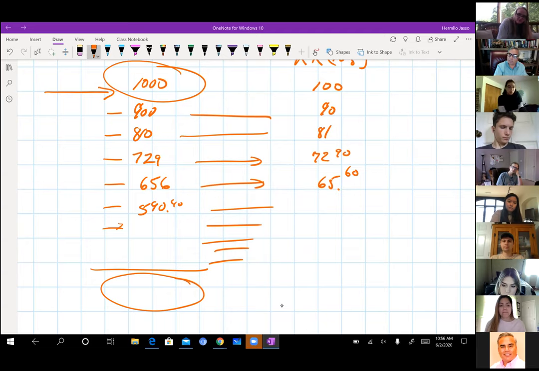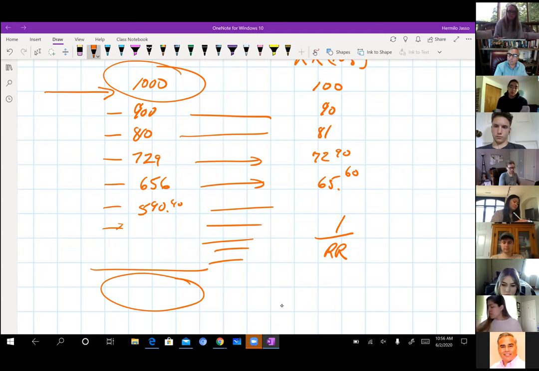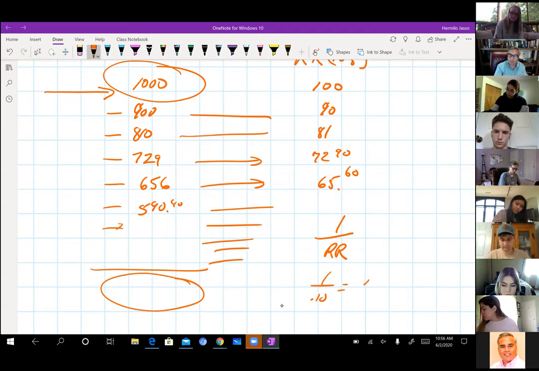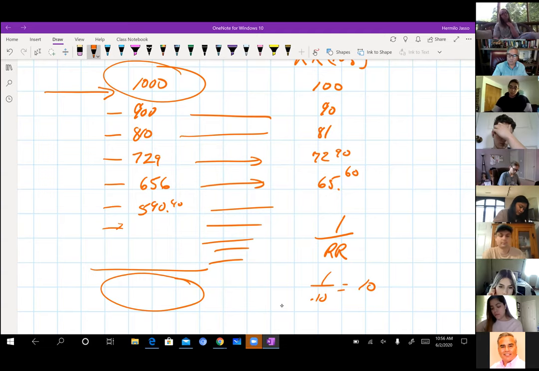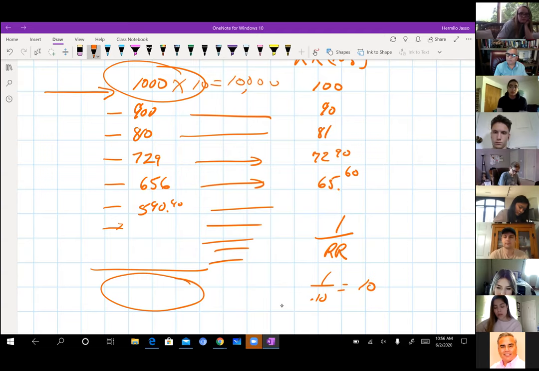It's a very simple formula, and this is the money multiplier. It is 1 divided by the required reserve ratio. So in this case, how much is the required reserve ratio? 10%, so it'd be 1 divided by 0.10 equals 10. So it's 10 times. The bank can make 10 times in loans on the amount they receive in deposits. So this bank is going to be able to generate $10,000 in loans.